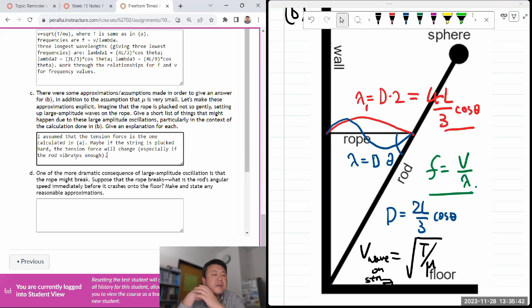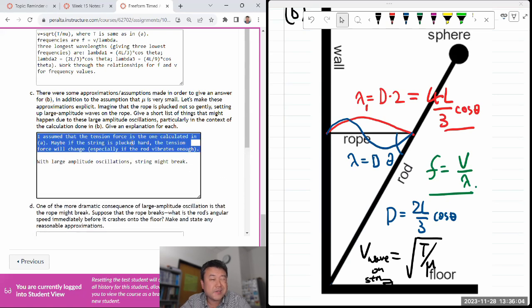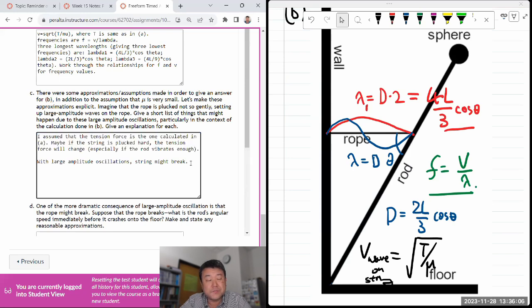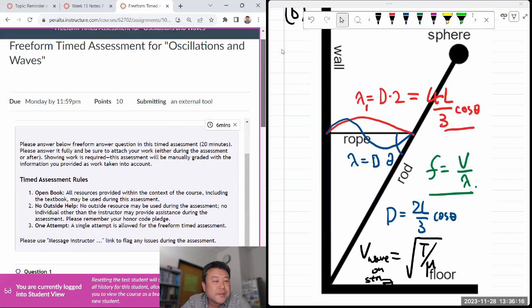Possibly. How many do I need to give? Short list of things that might happen due to large amplitude oscillations. With a large amplitude, the string might break. I think I asked for a short list, hoping to get at least this answer. But this is actually an open-ended question. There's no necessarily wrong answer. It's just brainstorming, which is not the best kind of question when it's time limited.